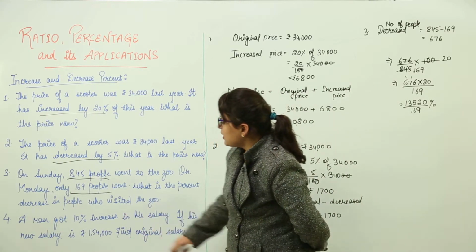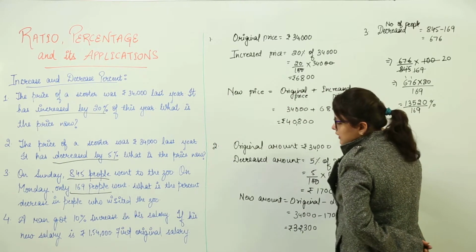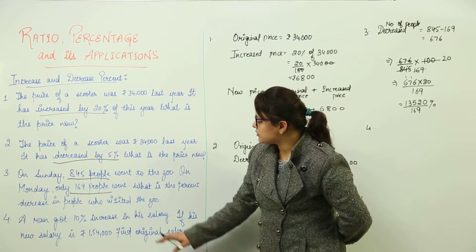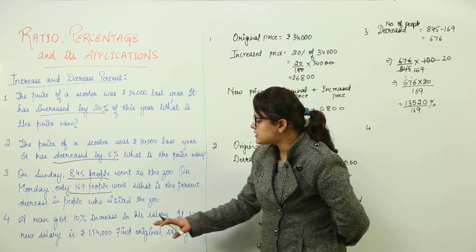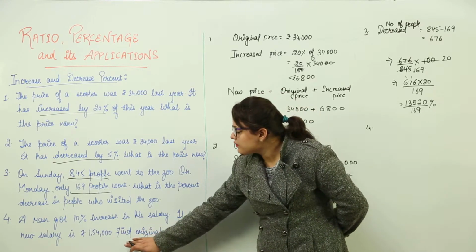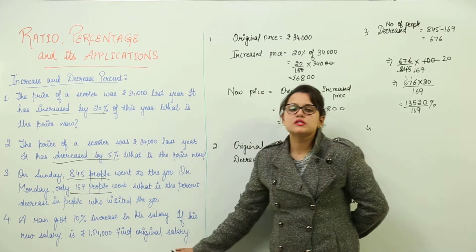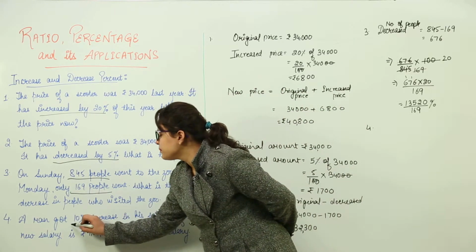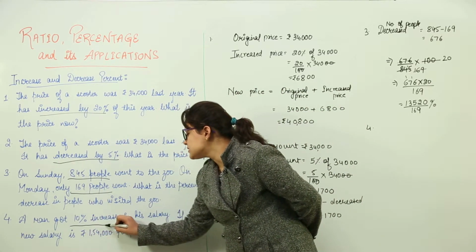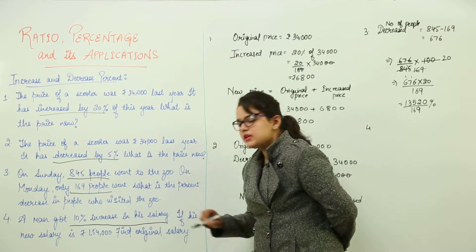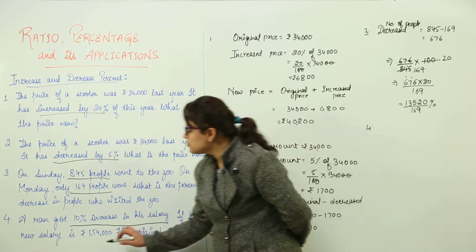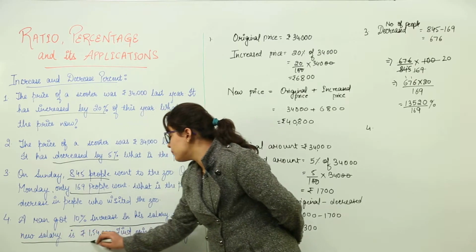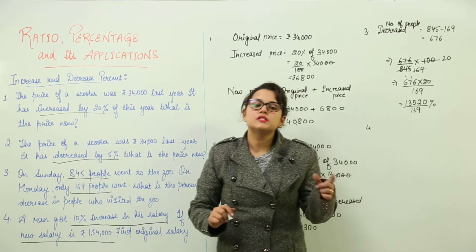Similarly, the next part, fourth question says that a man got 10% increase in his salary. If his new salary is 1,54,000, find the original salary. Now see, please pay attention to this question specifically, because it is saying that 10% increase in his salary has been done, and the new salary is being provided to you. Now you need to find the original salary.